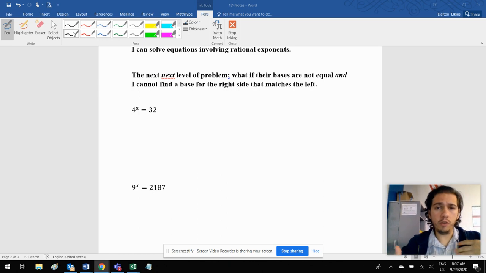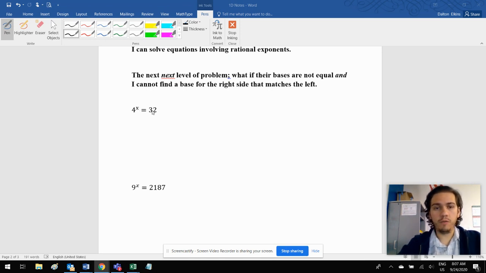All right, so in the last video, we looked at the two levels of problems, like level one where you set the exponents equal, then level two where you have to change the base to make the bases equal, and then you can set the exponents equal. So the next level is: what if the bases are not equal and you cannot find a base for the right side that matches the left? So an example is 4 to the power x equals 32.